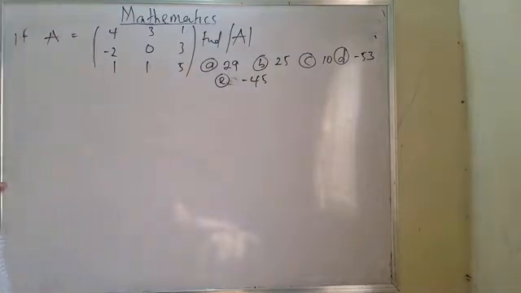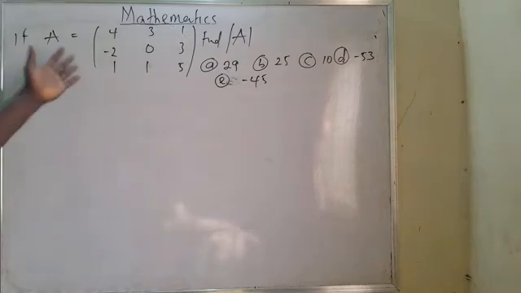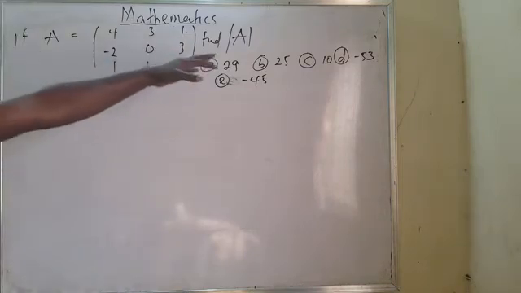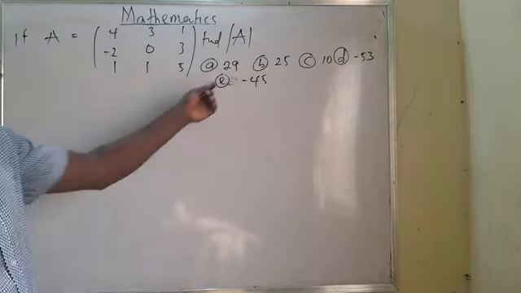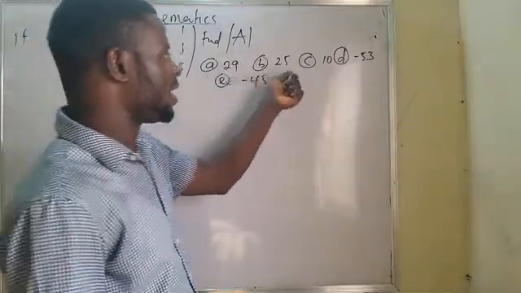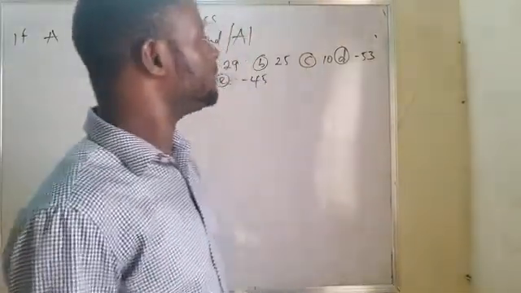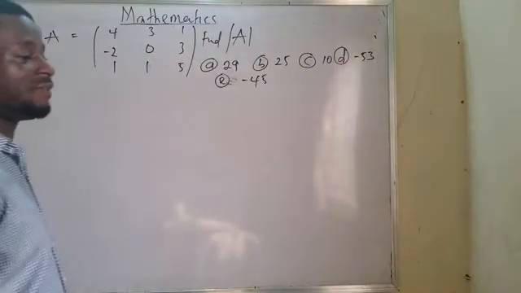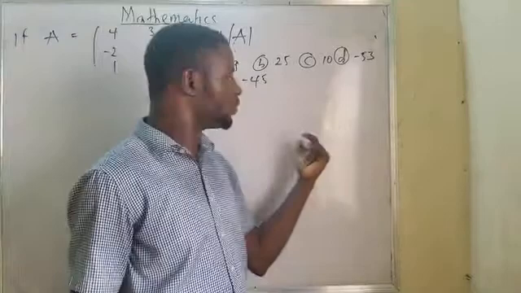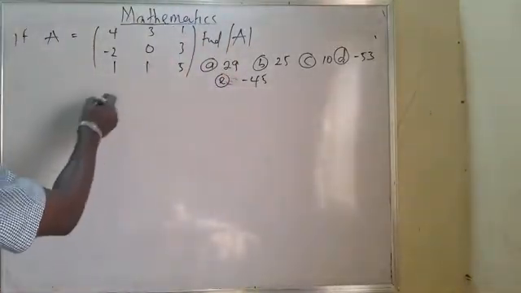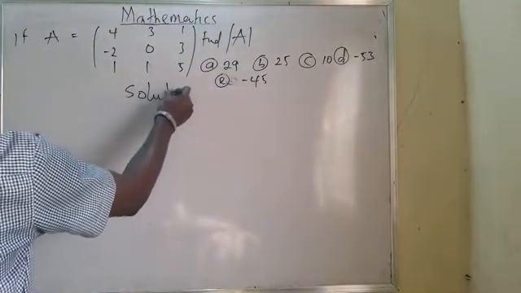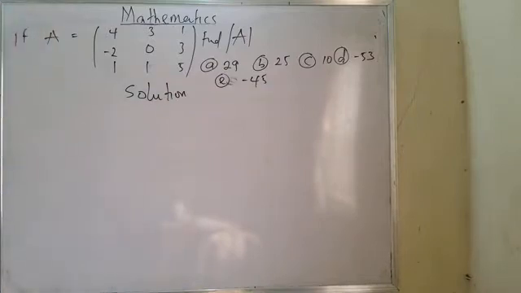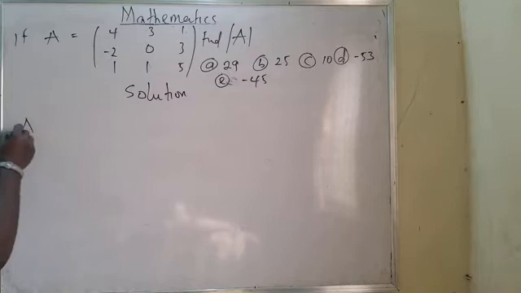Now, what I want you to understand: if A equals this, find the determinant of A. Options: A 29, B 25, C 10, D minus 53, E minus 45. This is an option, you know. How do we solve this thing? Let's try to solve it. I'll use this to explain the 3 by 3 matrix. Now, for instance, I have my A. I'm looking for the determinant of A.